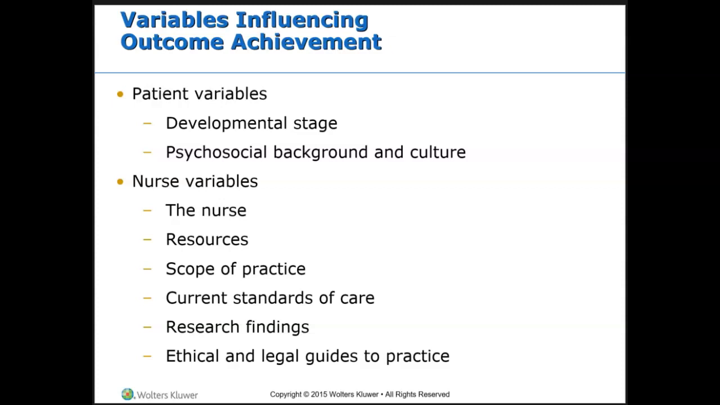Variables influencing outcome achievement. Okay, there are certain variables that can influence our patients' outcomes. These include accurately identifying your patient's developmental stage so as to implement the correct interventions, and identifying the psychosocial needs of the patient so as to not implement ineffective interventions or interventions that the patient is not willing to do and participate in. They're not going to do them, so why, right? We talked about that.